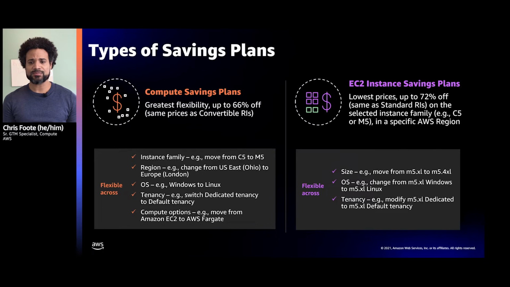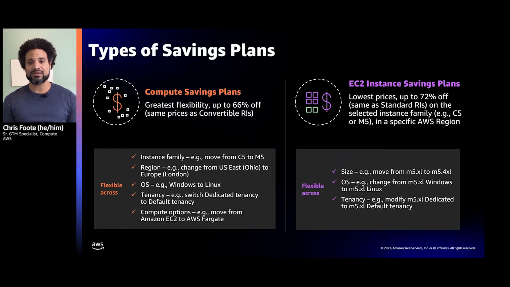We have the Compute Savings Plan, which allows customers the greatest flexibility and up to 66% off of on-demand prices. For Compute Savings Plans, customers can be instance family flexible. So for example, you have the freedom to move between C5s and M5s, as well as region flexible. So considering perhaps you want to leverage a workload in multiple regions or you're going to move regions, you have the ability to do that. Also, you can be operating system flexible, tenancy flexible, and you can leverage it across multiple compute options, so both EC2 and Fargate.